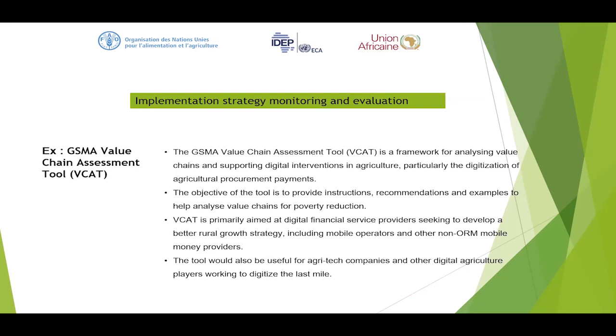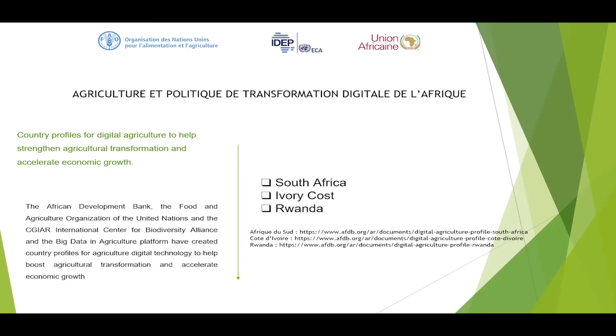So this is an implementation strategy of monitoring and evaluation. It's a framework for analyzing value chains and supporting digital interventions in agriculture, particularly the digitization of agricultural procurement payments, which is a very critical aspect. So this tool is primarily aimed at digital financial service providers seeking to develop a better rural growth strategy, including mobile operators and the non-MNO mobile money providers. The tool would also be used for agri-tech companies and other digital agriculture players working to digitize the last mile. So this value chain assessment tool is just an example of one of those implementation strategies under monitoring and evaluation.